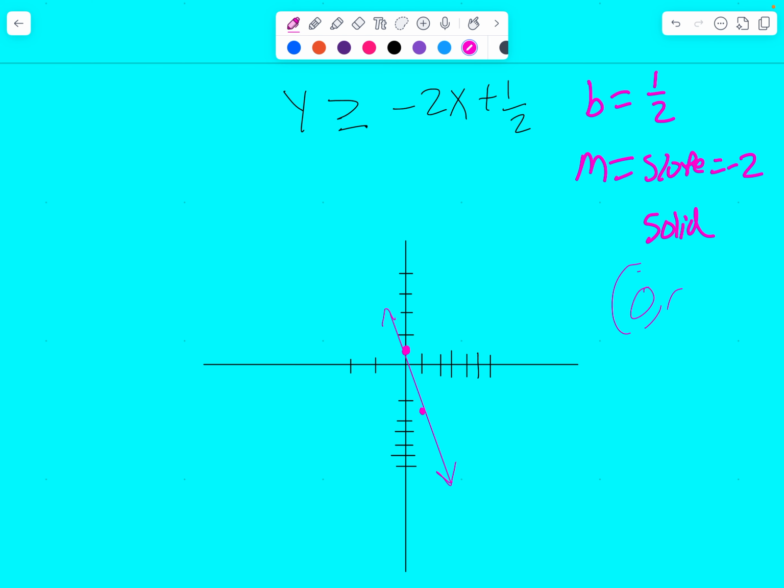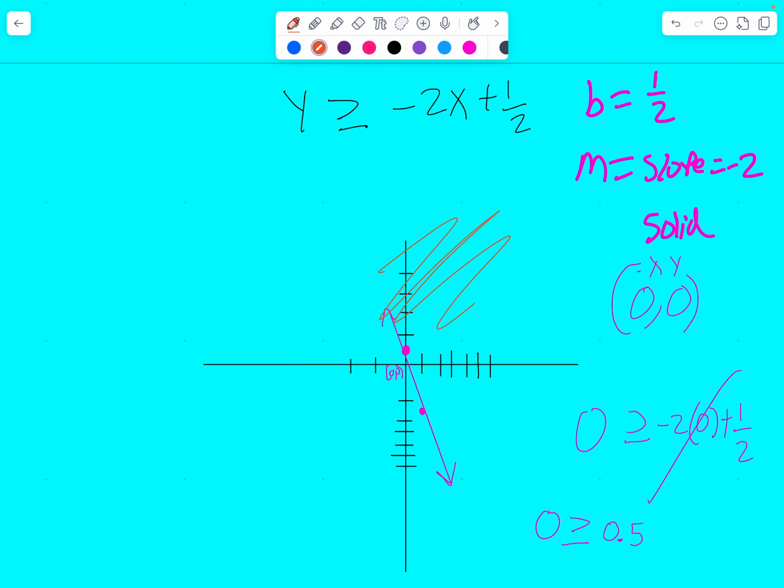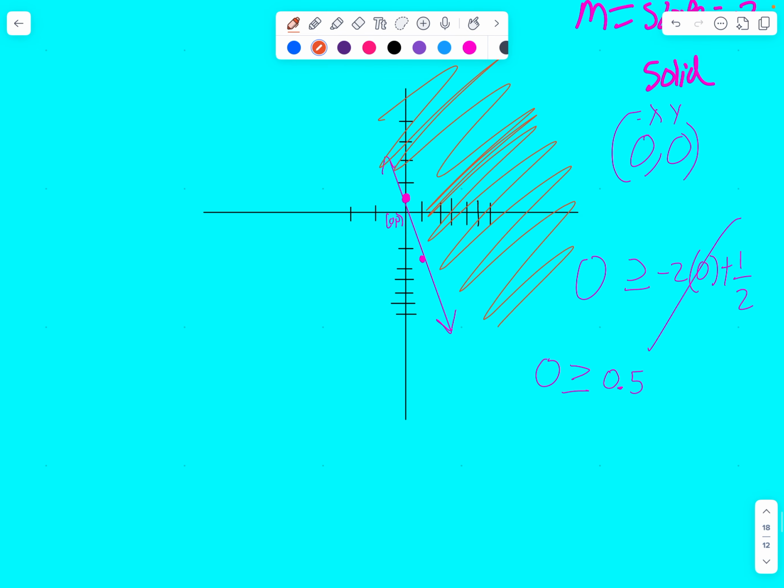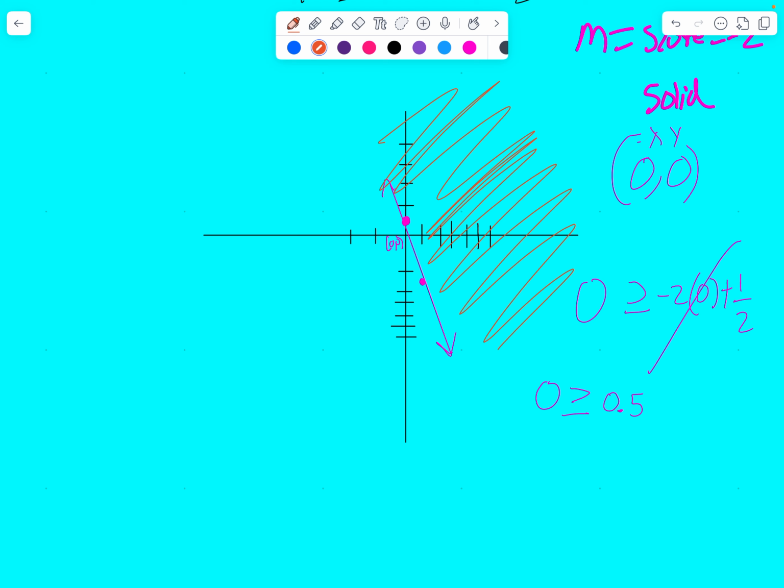Let's see if the statement is true with the test point 0, 0, which represents x and y. 0 is greater than or equal to negative 2 times 0 plus 1/2. What's negative 2 times 0? Nothing, 0. So you have 0 is greater than or equal to 0.5. That's not true. 0 is not equal to 0.5, and 0 is not greater than 0.5. I'd rather have 50 cents than nothing. So this is the side where 0, 0 is, so I'm going to shade the opposite side. And I did just that. That one you just gotta practice more and more, and you guys should be pros.